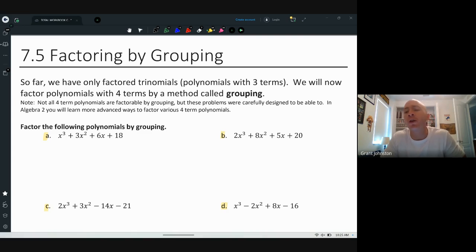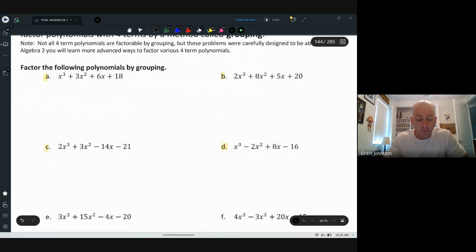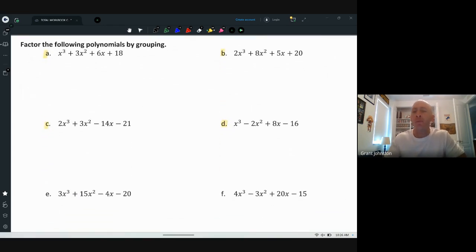In Algebra 2, you're going to learn more advanced ways with 4-term polynomials. But in Algebra 1, it's really just introducing it. So it says factor the following polynomials by grouping. So this idea of grouping, and again, these are carefully designed so that they're able to be grouped.